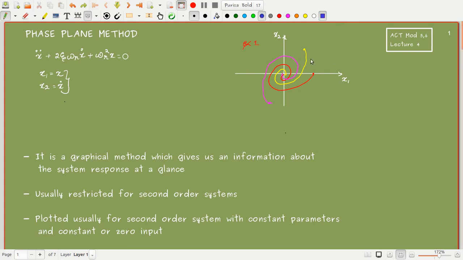So I will write this as a phase trajectory. This is a phase trajectory. And the family of all the possible curves for different initial conditions is called a phase portrait. So phase portrait is the family of all possible curves with different initial conditions.